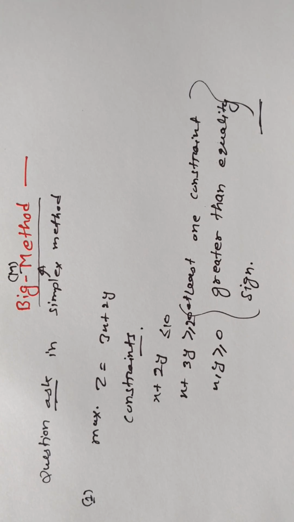But yes, most of the time we have seen questions where at least one constraint has a greater than or equal to sign, because if you have two, then the solution will be much bigger. So most of the time we have seen that there is only one greater than or equal to sign. Well, I hope you understand the basic concept for implementation of BM method, and this is important, my dear.